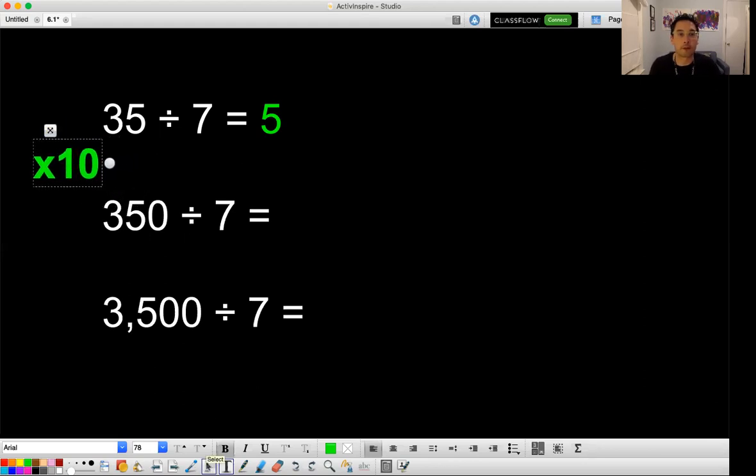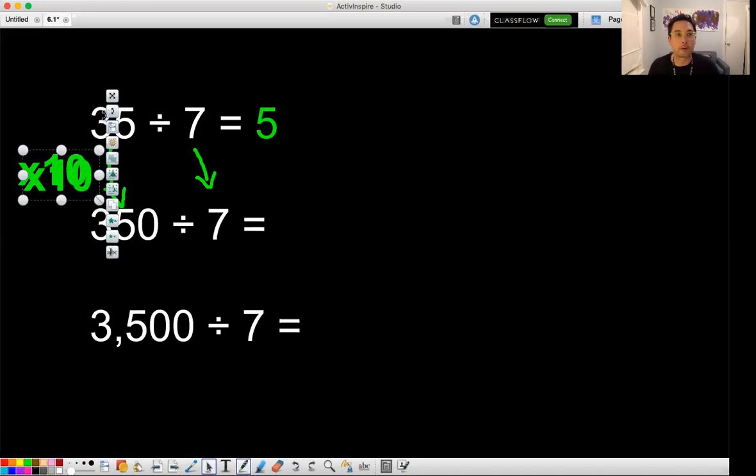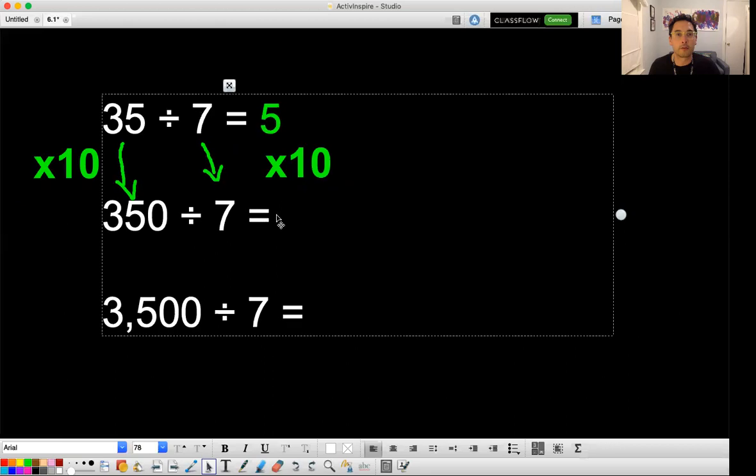I'll try to draw, it's really hard to draw on a mouse, but I'll do my best. To get from here to here is times 10. From here to here, it doesn't change at all, 7 is still 7. So we did times 10 on this side. So whatever this is here, we're going to have to do times 10 on this side as well. So for this problem, 350, we're still going to have that 5 from before. But now since we did times 10 on this side, we have to do times 10 on this side. 5 times 10 is going to be 50.